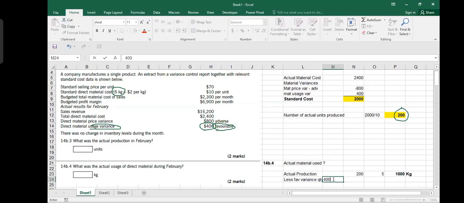Can you tell me what is the cost of 1 kilogram? $2 per kilogram. So you are getting $400 divided by 2. So it means that you used 200 kilograms less. 400 divided by 2. So your actual usage is 800 kilograms.